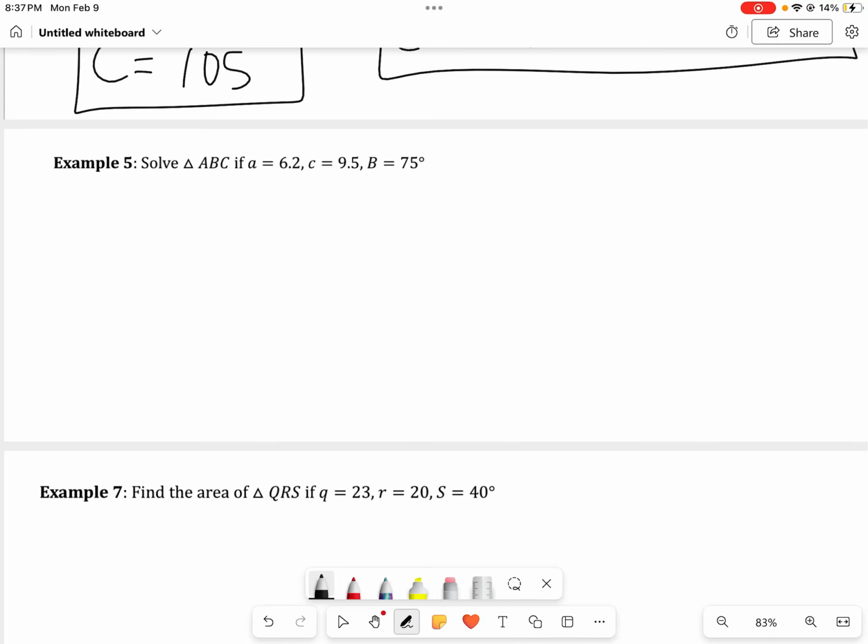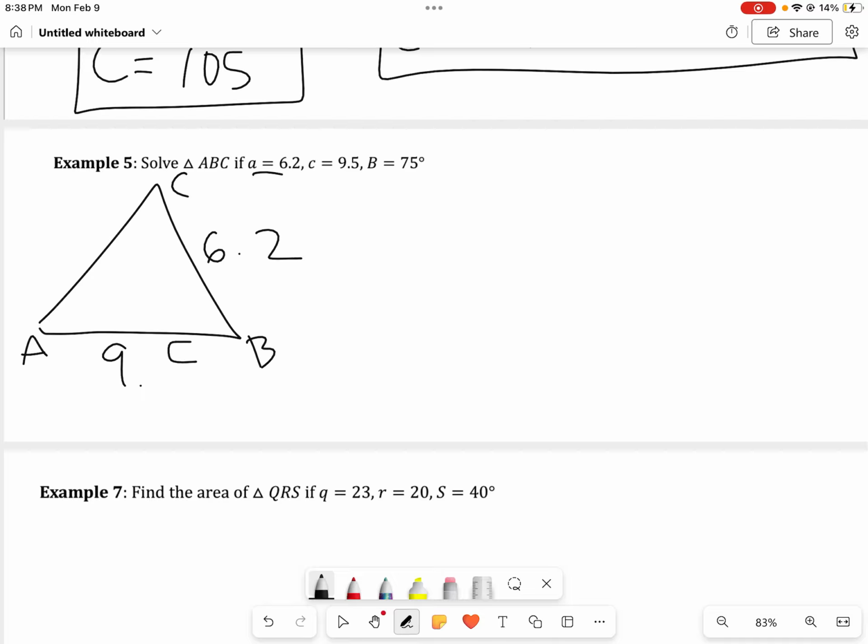Okay, so this one actually wants us to draw a triangle because it doesn't necessarily give it to us. So let's see here. Solve ABC if A is that, C is that, B is that. Okay, so let's just draw this. Boom. We got A, we got B, we got C. We have side A, which is across from angle A, so right here, 6.2. C, same thing, across, 9.5. And angle B is 75 degrees.